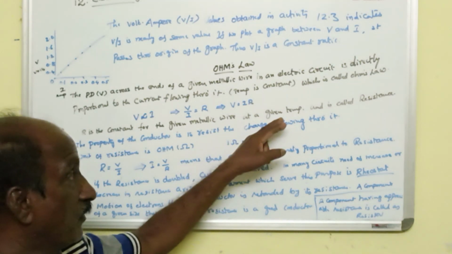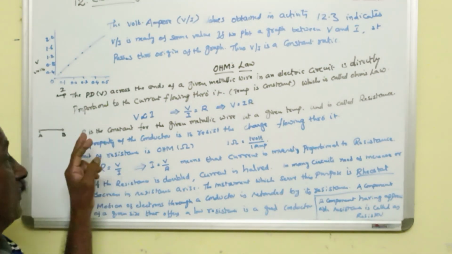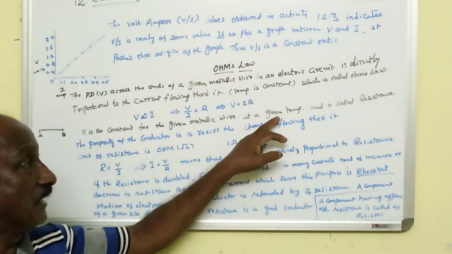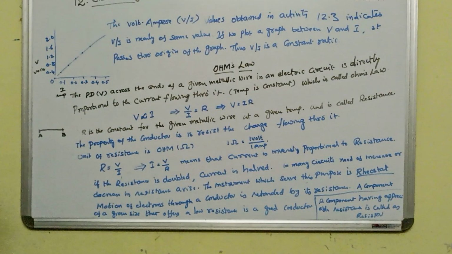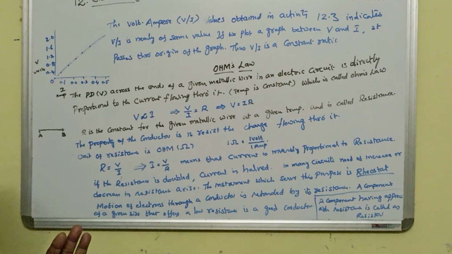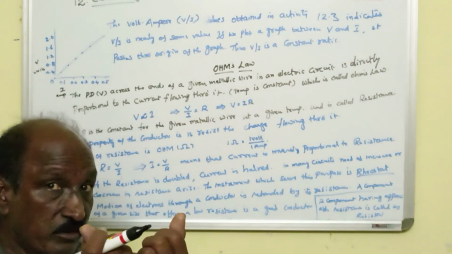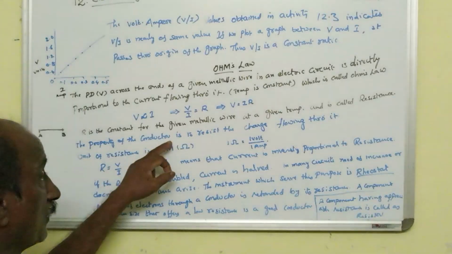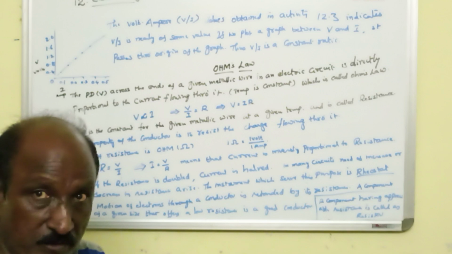Here, what we are looking into, our purpose, is that the resistance is constant for a given metallic wire at a given temperature, and it is called resistance. So what is the property of the conductor? It should resist. It should not allow all the current to pass through it. That is why the property of the conductor is to resist the charge flowing through it.